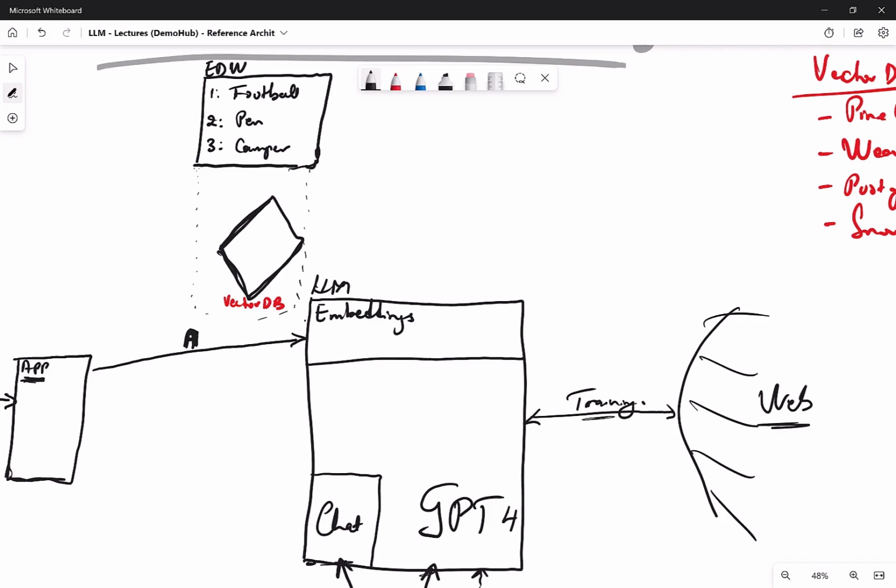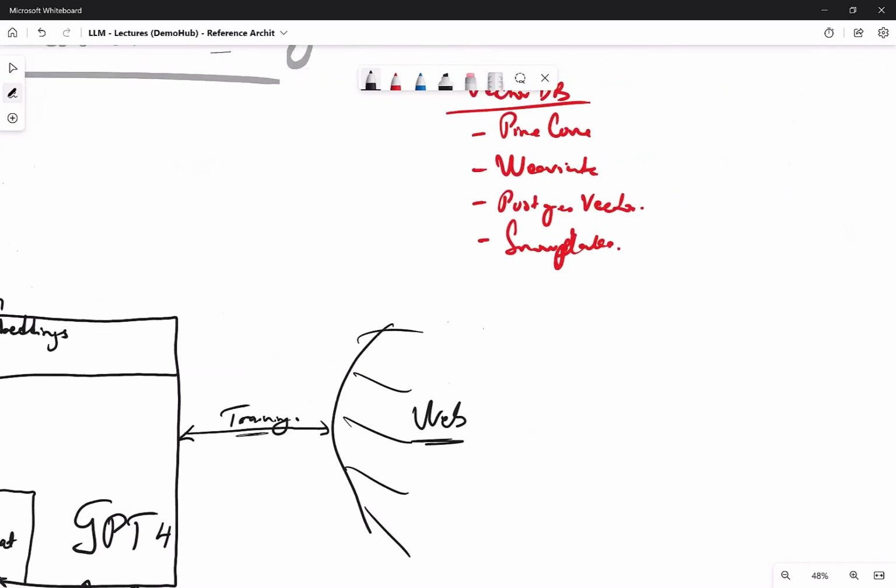Once the embeddings happen, let's take those results and put them into a vector database. Let's call that A prime. So A prime goes into the vector database, but instead of having A prime outside, I'm going to go ahead and put A prime inside the VectorDB. And VectorDB is popular again because you can do vector search.